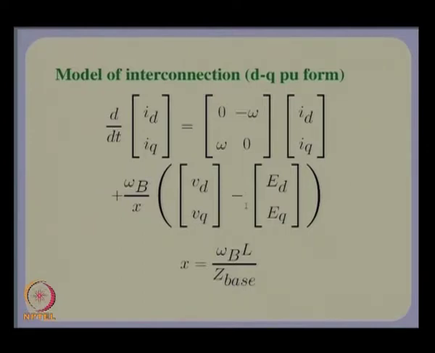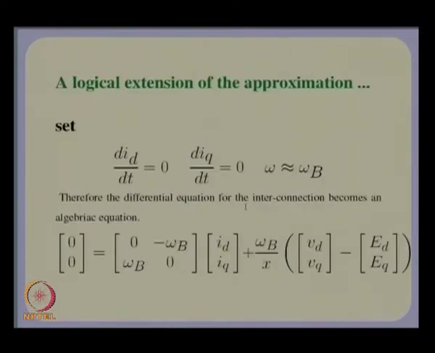So, in case you are studying slow electromechanical phenomena, it makes sense not only to set d psi d by dt equal to 0 and d psi q by dt equal to 0, but also d I d by dt equal to 0 and d I q by dt equal to 0. As a result, you get these algebraic equations. So now we have in fact got rid of 4 differential equations and have algebraic equations in their place.